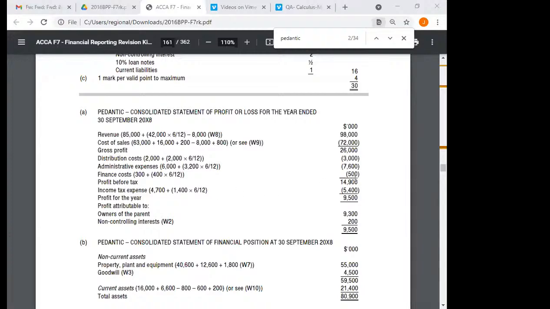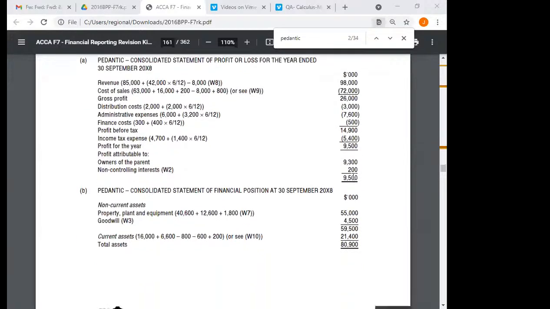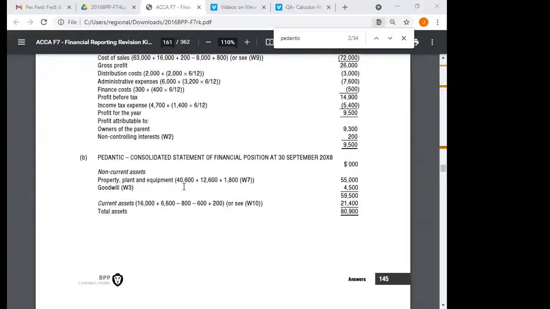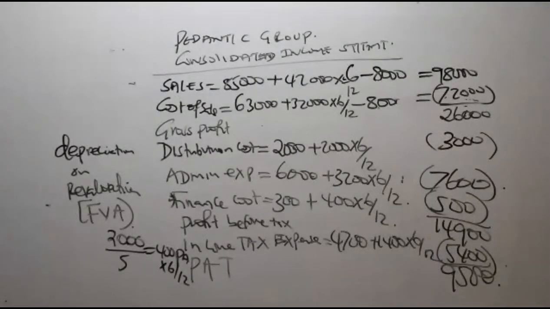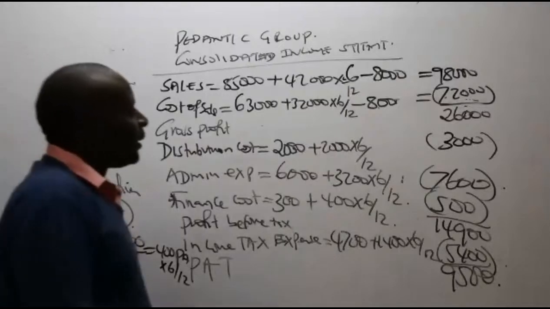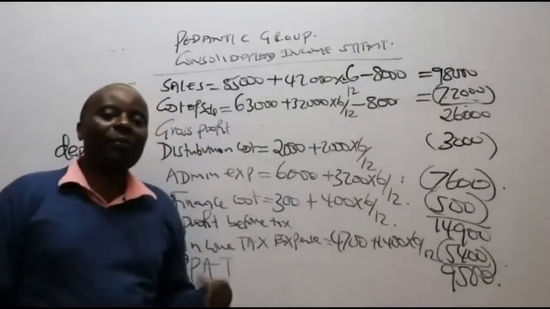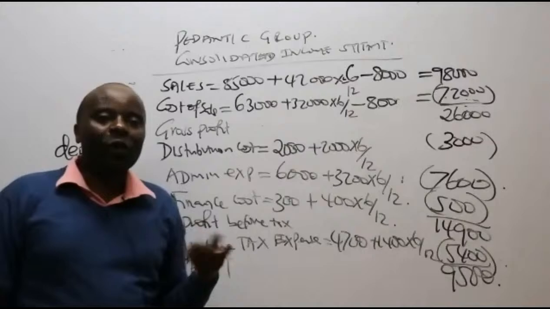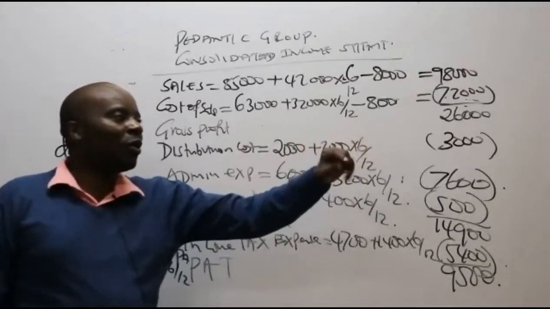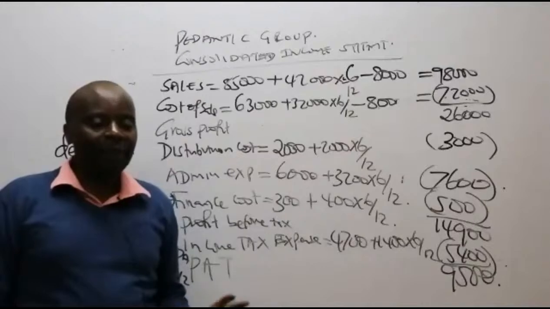Sasa unaona hapa. Ukija hapa kwa property plant and equipment wamechukua ile 4600 plus 12600 plus 1800. 1800 wametoa wapi? Walichukua ile 2000 minus ile 200 yetu. So unakuja pia ukienda pale kwa balance sheet, technicality ya balance sheet itakuwa wapi sasa? Itakuwa pale pa mambo ya internal owings. Internal owings unaenda kwa receivable unangoa, unaenda kwa payable unangoa, namna hiyo.